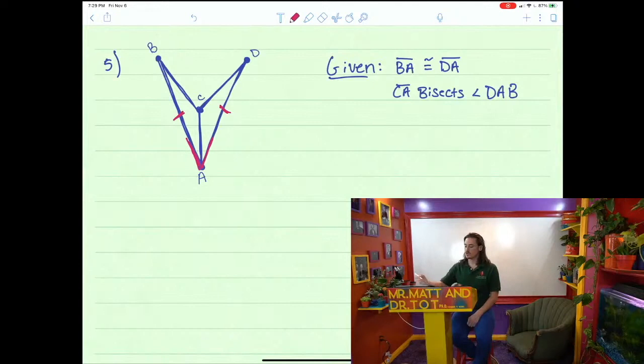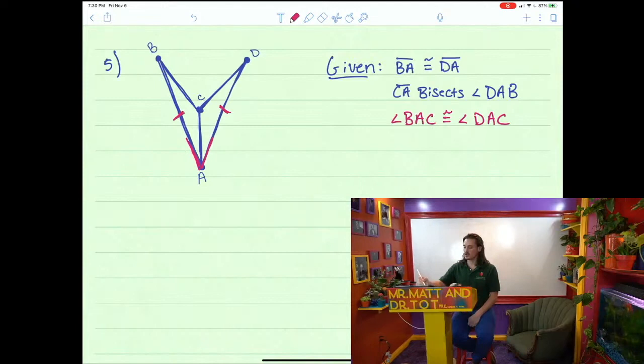So then we know if CA bisects angle DAB, then angle BAC must be congruent to angle DAC, because overall, DAB is the summation of BAC and DAC. And so if DAB is split in half, the result would be two equivalent smaller angles.